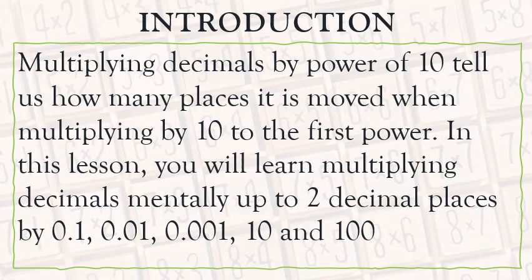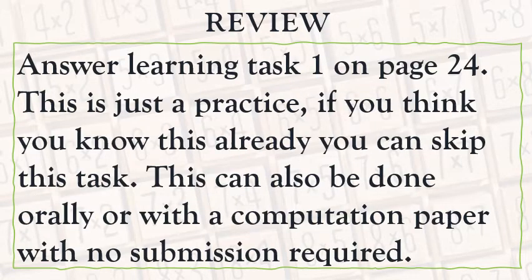Introduction. Multiplying decimals by power of 10 tells us how many places it is moved when multiplying by 10 to the first power. In this lesson, you will learn multiplying decimals mentally up to 2 decimal places by 1/10ths, 100ths, 1,000ths, 10 and 100.